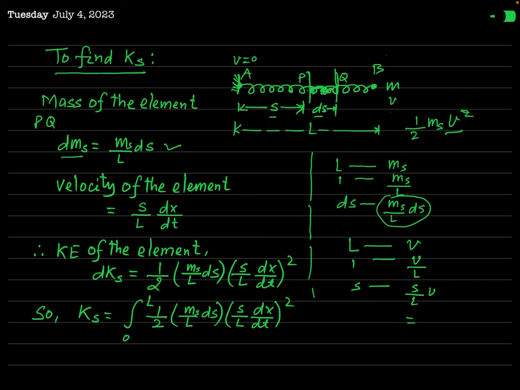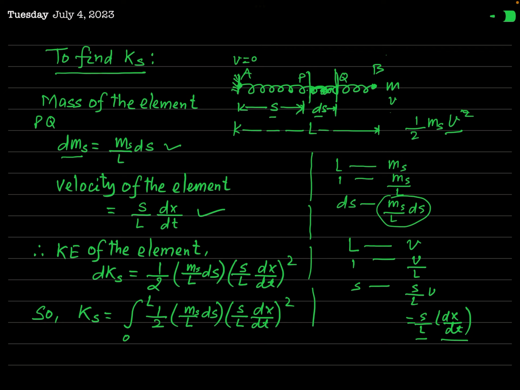But you know v is what? v is equal to dx by dt. So you can see that the velocity of this element will be equal to s over L into dx by dt. I have written it here. The velocity of the element is this much. Have you understood or not? Definitely you have understood. Okay, very good.